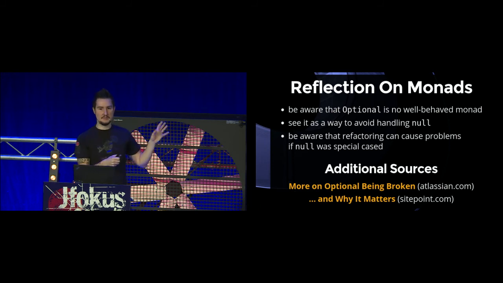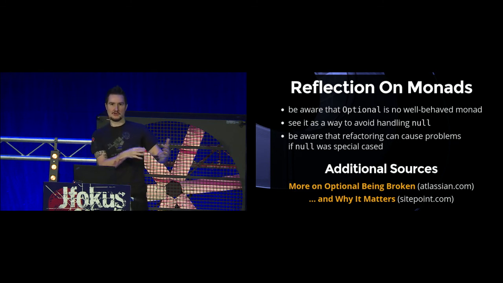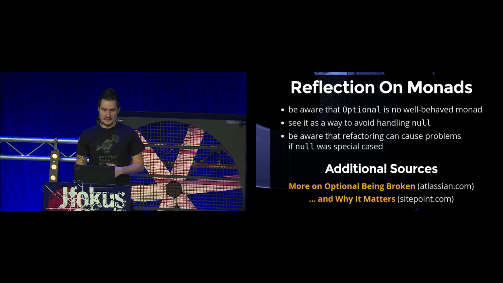I want optional to help me avoid null. So I think the way it is implemented is actually doing its job well. But it's almost a monad, but not quite, and that might cause confusion. So see it as a way to avoid handling null instead of a cool functional programming thing. And see that refactoring can cause problems. And here are two posts that explain that in more detail.